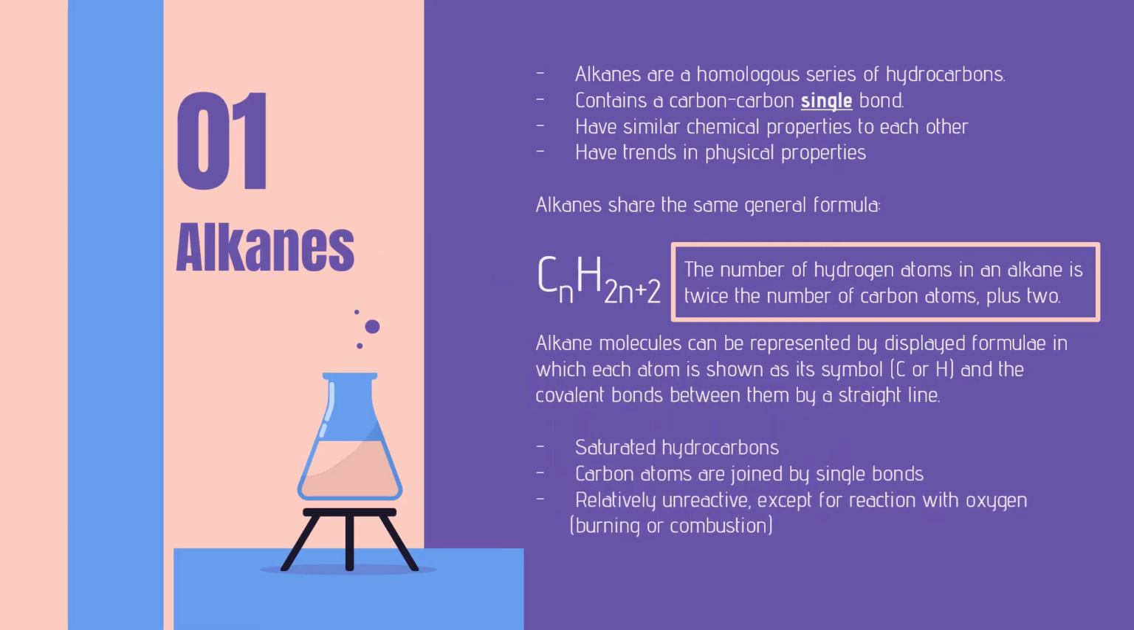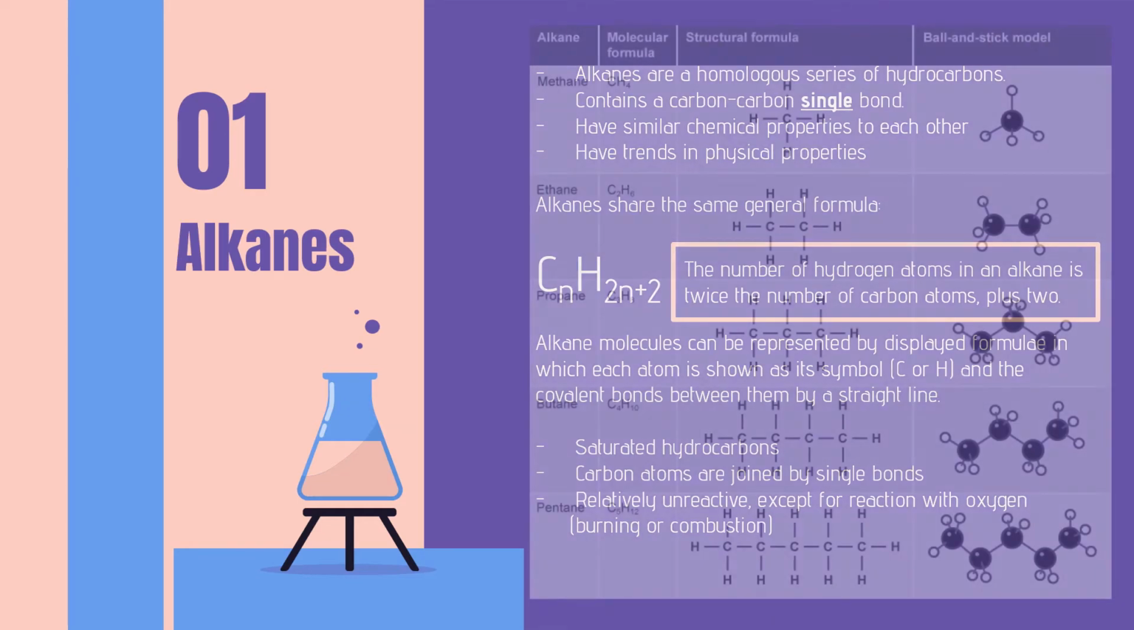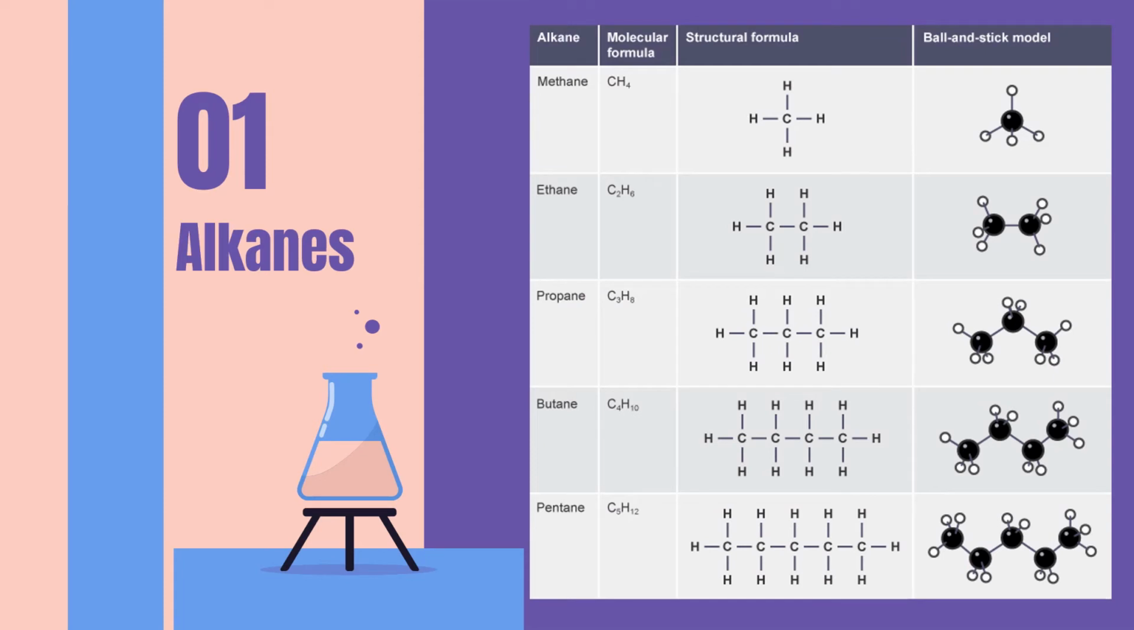Alkanes are saturated hydrocarbons, meaning their carbon atoms are joined by single bonds only. This makes them relatively unreactive, with an exception to combustion or burning, as well as reaction with oxygen in the air. Here are examples of alkanes.